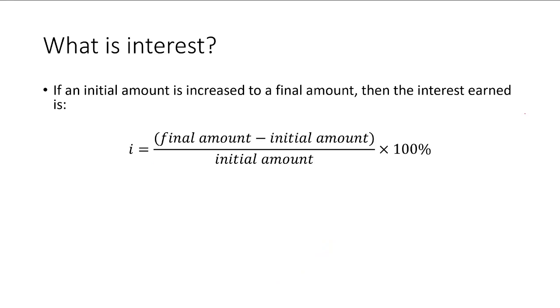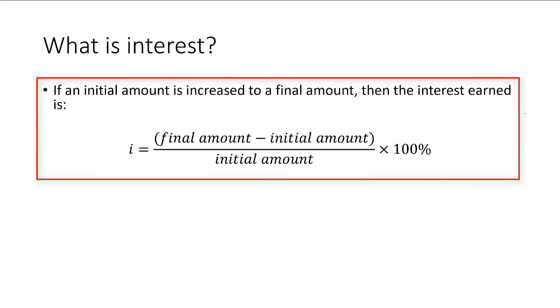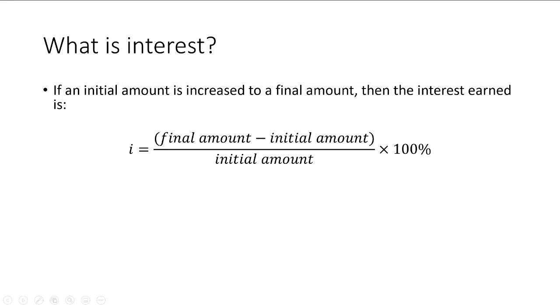So let's first take a look at what is interest. If an initial amount is increased to a final amount, then the interest earned can always be calculated by this formula. The interest rate, so that's this little lowercase i, and by the way, I'm also going to refer to interest rate in this screencast and in this course sometimes as lowercase r. So you can calculate the interest rate by taking the final amount and subtracting the initial amount that you invest, and you can divide that by the initial amount. That's going to give you a fraction. But if you multiply by 100%, that's how you can convert it into a percentage.